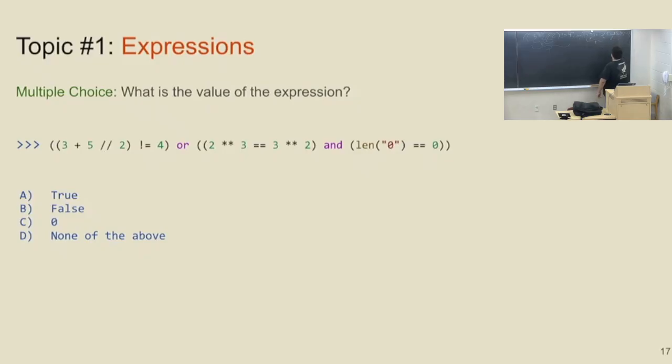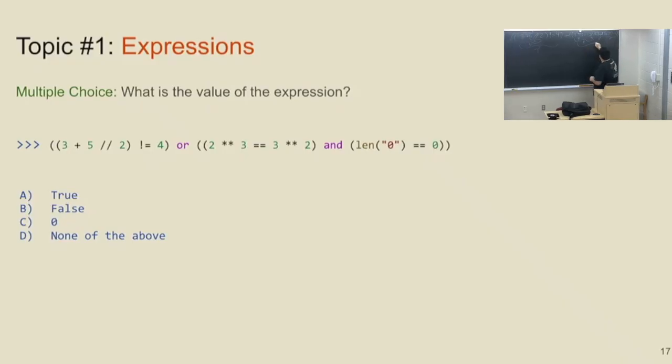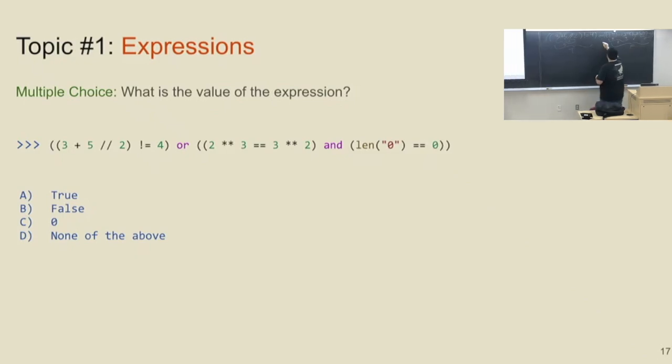Now we're going to do and. What's the length of 0? The string 0. 1, because it's a string. The string is 0, and the string has one thing in it. That's 1. So is 1 equal to 0? False. That's false. False and false is? False. True or false is? True.